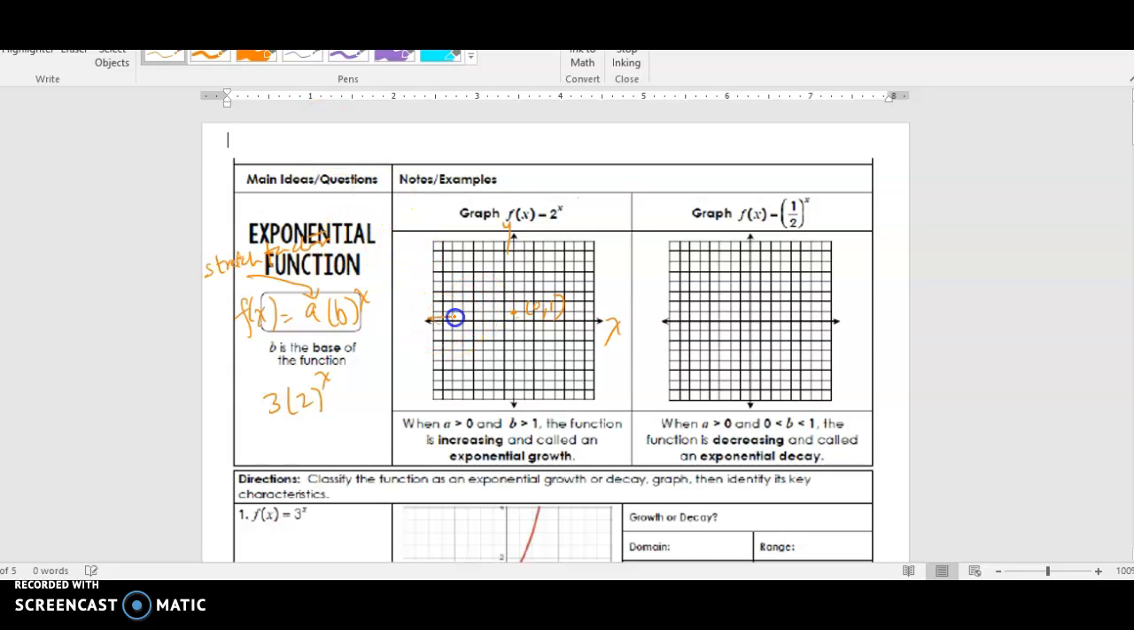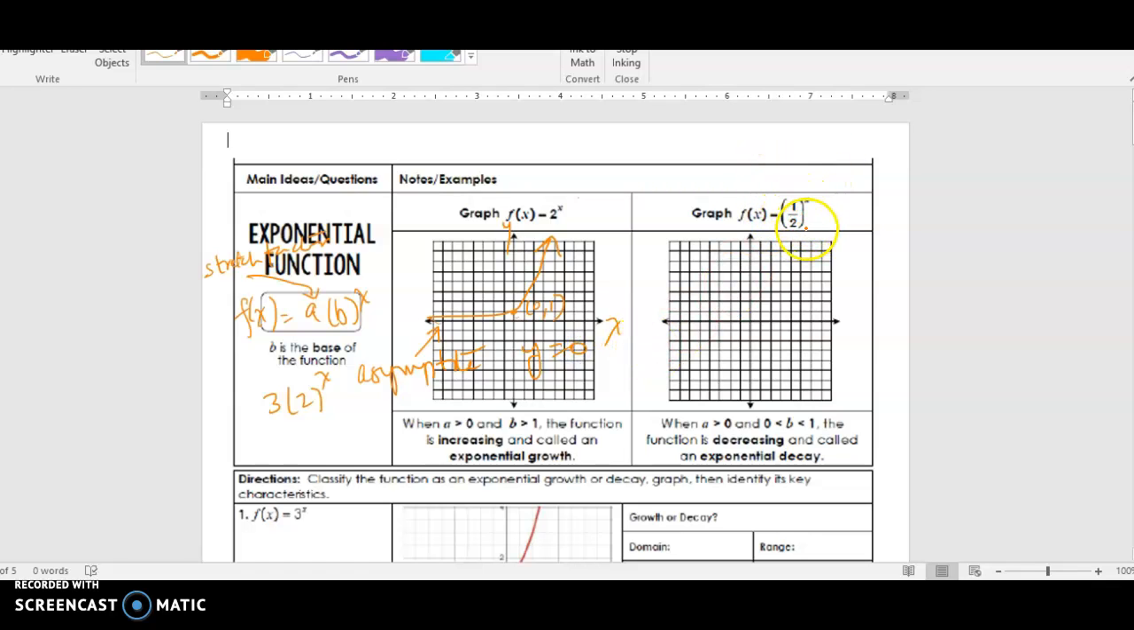I may not be perfect in drawing the graph, but this is how it looks. This is the exponential function. And what if it is a half here? By the way, this is the asymptote, and that being the x-axis, the equation of the x-axis is y equals 0.